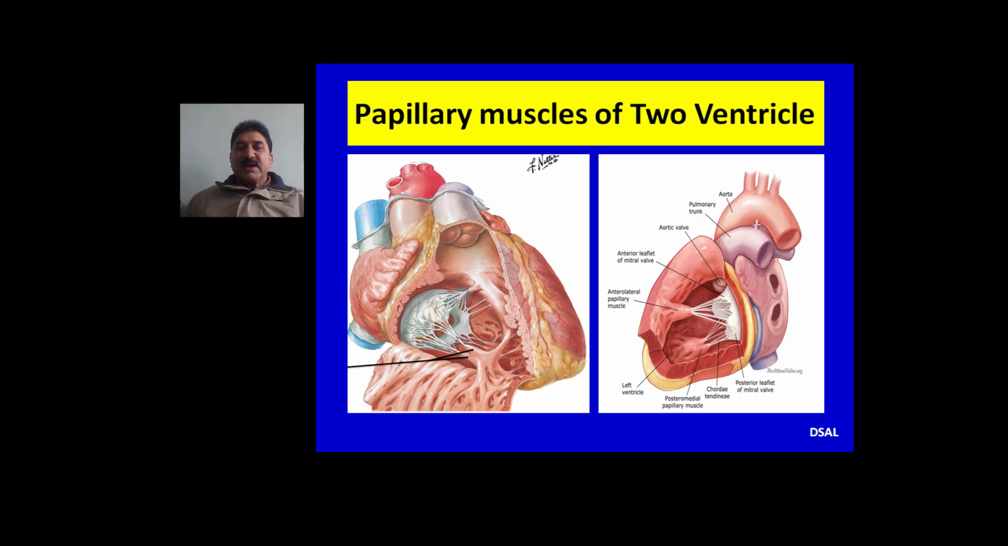As shown by these arrows, in right ventricle there is anterior papillary muscle, posterior papillary muscle, which is also called inferior papillary muscle, and septal papillary muscle. They are attached to the free margin of tricuspid valve. On the other hand, inside the left ventricle there is anterior papillary and posterior papillary muscle which are attached to the free margin of mitral valve.